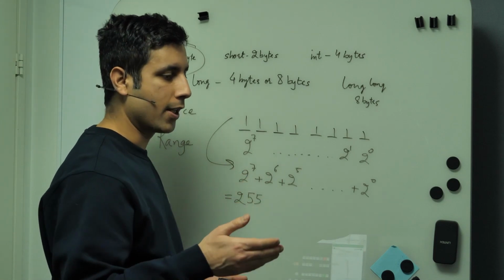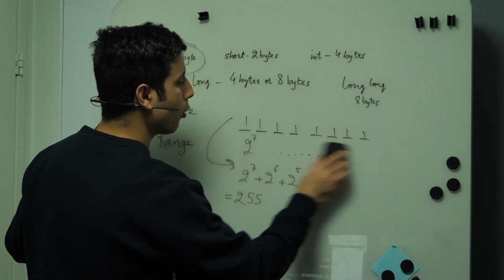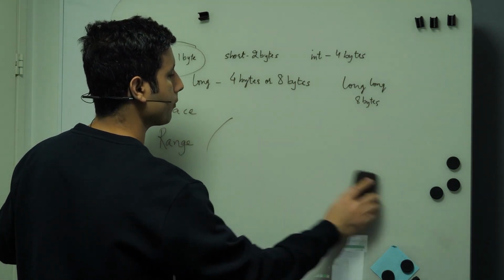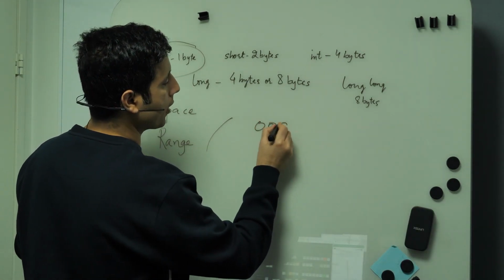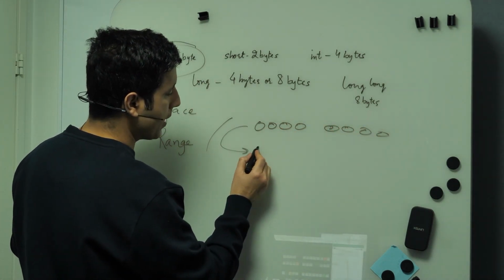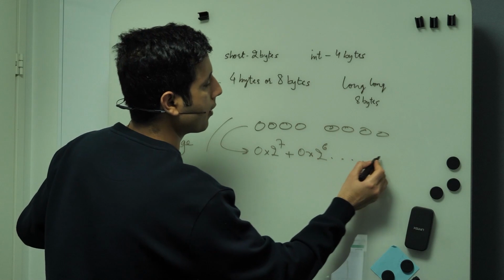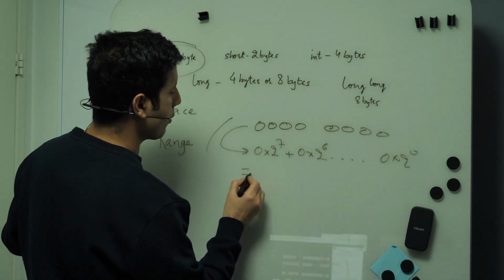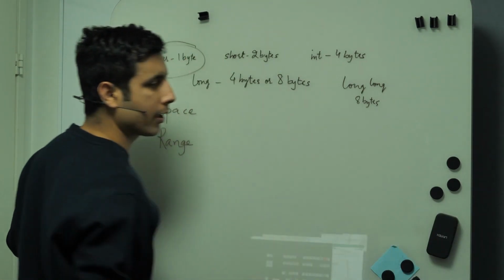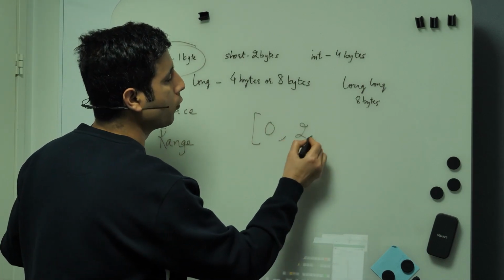assuming that character obviously has 1 byte size. What would be the lowest number? Obviously, the lowest number would be all zeros. So if we have all zeros here, that would be the lowest number. And obviously, this would be 0 into 2 raised power 7 plus 0 into 2 raised power 6, 0 into 2 raised power 0, and that is 0. Now, that means that the range of values which an unsigned character, 1 byte can store goes from 0 to 255.